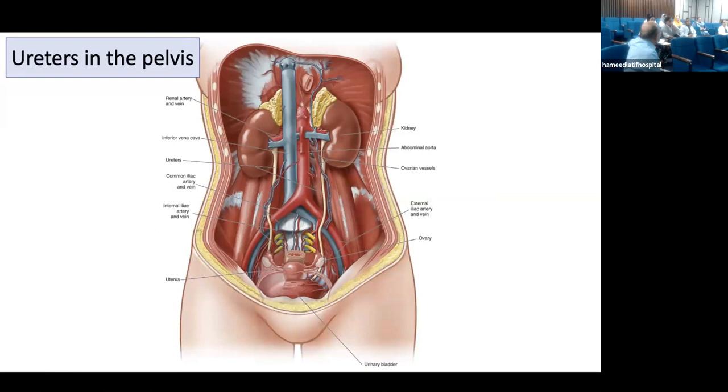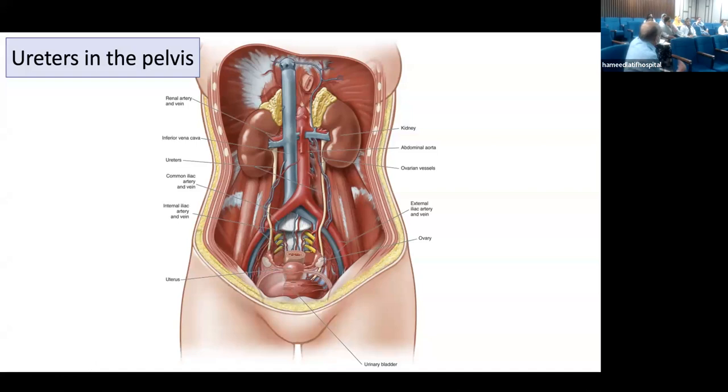The total length of the ureter is about 20 centimeters, about half of which is within the pelvis. It enters the pelvis at the pelvic brim, and there it crosses the bifurcation of the common iliac artery into the external iliac and the internal iliac artery. It is a retroperitoneal structure, goes down and medially, and then in the base of the broad ligament, passes close to the cervix, about 1 centimeter lateral to the cervix.